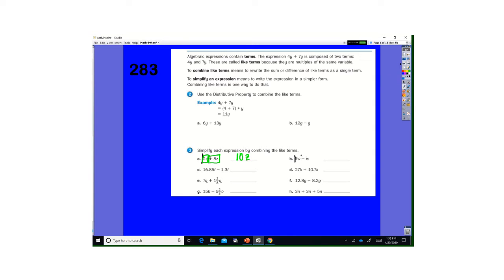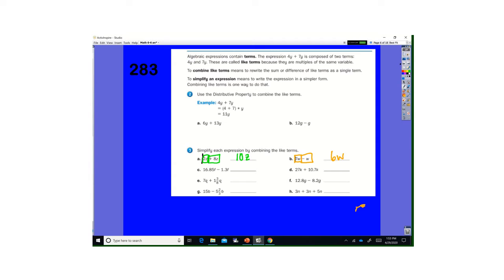I look at my w's. I break it apart. For w, we're going to use orange this time. 7w minus w. Now this w right here can sometimes trip kids up. It really just has a 1 in front of it. It's just 1w. This means that there's 7 w's. So 7w minus 1w gives me 6w.